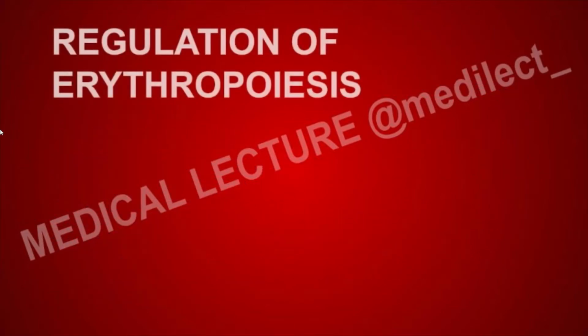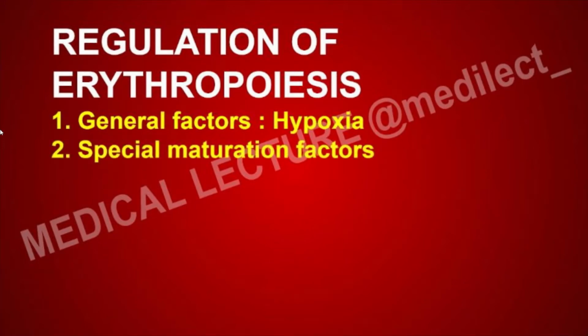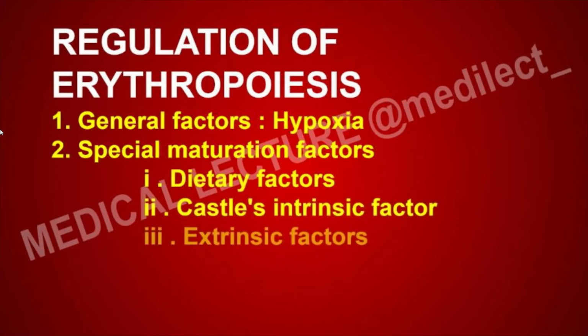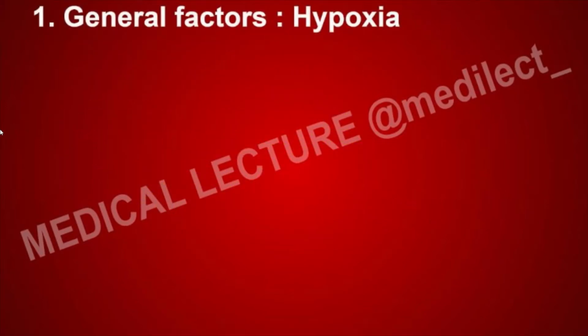Now next, what regulates the erythropoiesis process. So general factors, that is hypoxia, and the specialized maturation factors, which include three further topics: dietary factors, Castle's intrinsic factor, and the extrinsic factors. First of all, general factors, which include hypoxia. Now how can hypoxia stimulate the erythropoiesis process? Hypoxia is the most potent stimulus for the formation of red blood cells. How? It causes stimulation of the bone marrow, increasing RBC production.